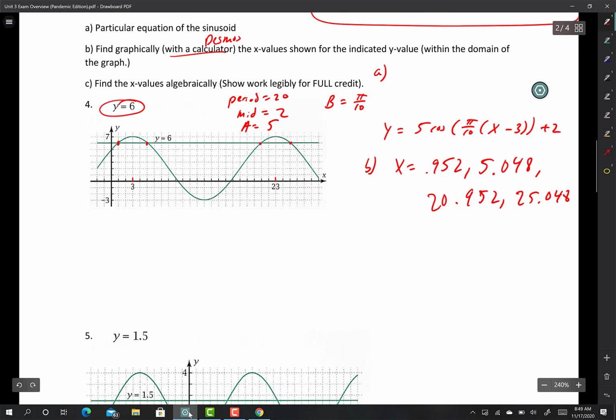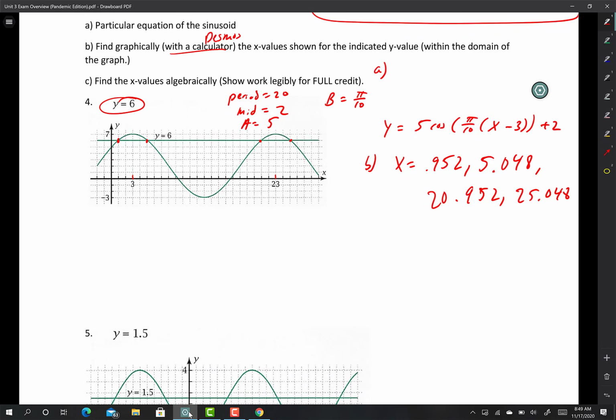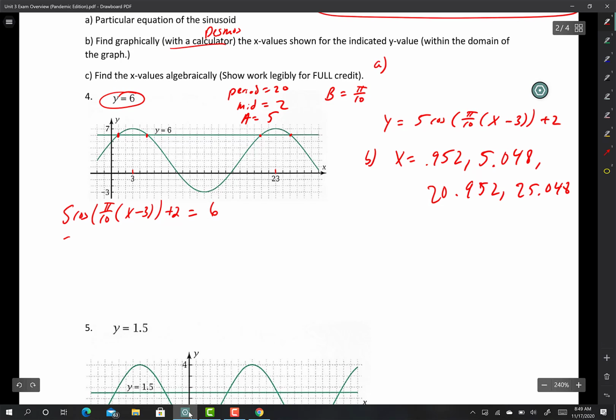All right, and then letter C says find all x values algebraically. Show work for full credit. So here's what they want to see. Well, here's what I want to see. I'm going to write 5 cosine pi over 10 x minus 3, close, close, plus 2. All that shebang equals 6. And I'm just going to solve for x, guys. So subtract the 2. When you subtract the 2, that 6 turns to a 4. So 5 cosine pi over 10 x minus 3, close, close, equals 4. And then divide by 5. So when you divide both sides by 5, then you're going to get cosine pi over 10 x minus 3, close, close, equals 4/5.